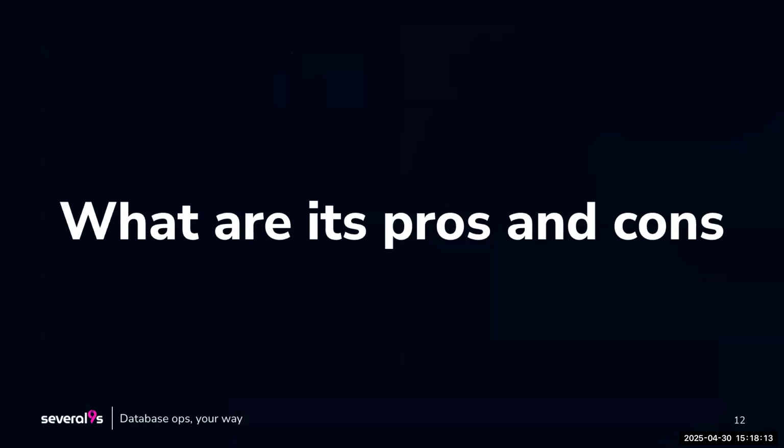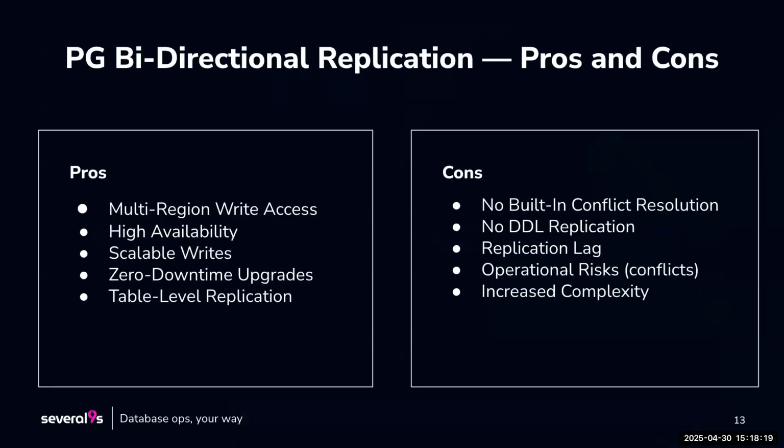And now about pros and cons of this solution, this bidirectional replication setup topology. About pros, you have multi-region write access. This allows local writes in distributed environments. This helps on reducing latency, for example. And you also have high availability. It combines streaming replication for local failover if you need to do that, and logical replication for the synchronization between the clusters.